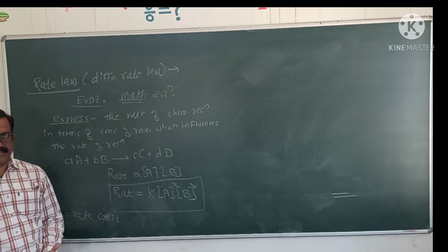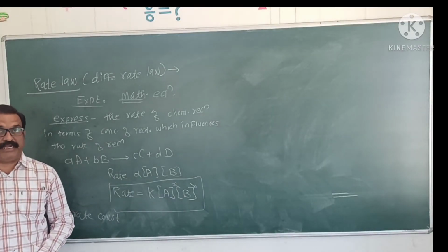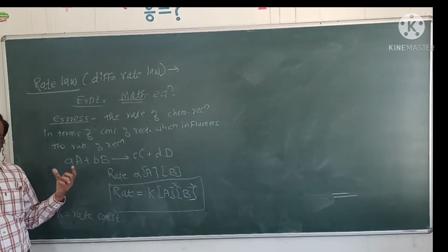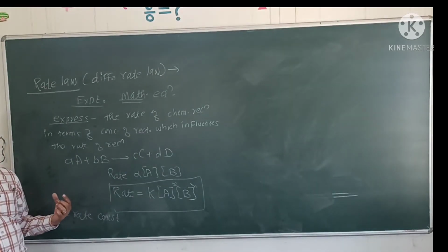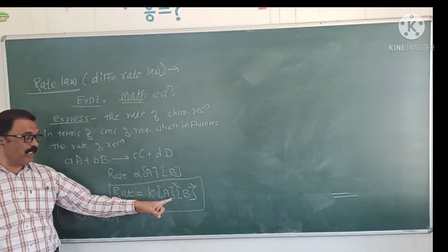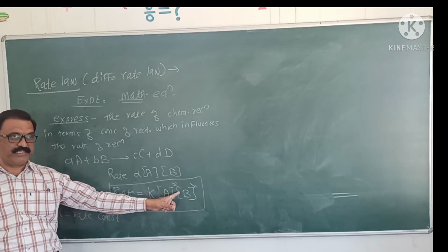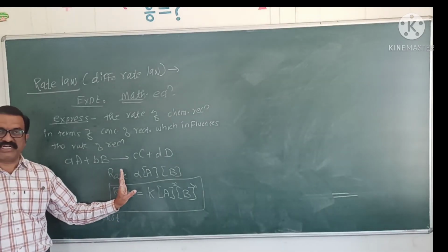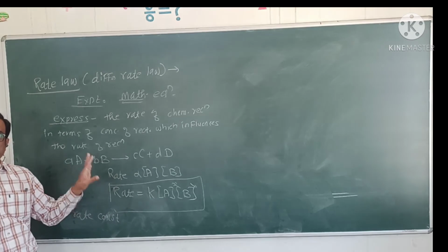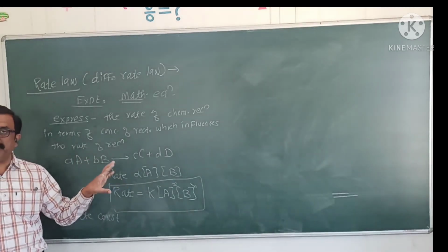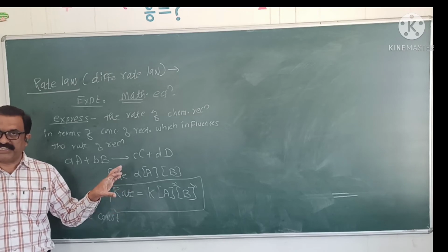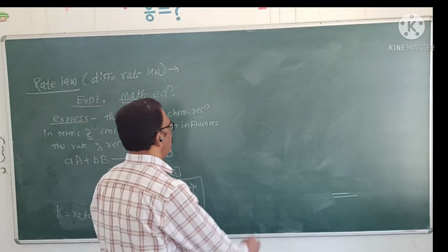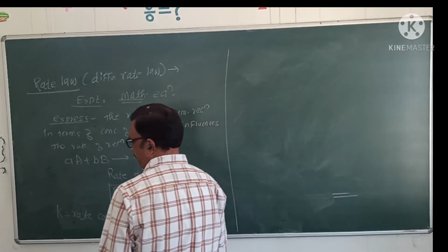This rate constant, capital K, is independent of the concentration of reacting species. See once again, the rate of chemical reaction is proportional to the concentration of reacting species, but this rate constant does not depend upon the concentration of the reacting species. It depends upon the temperature at which a reaction is carried out. To explain this, consider a simple reaction.